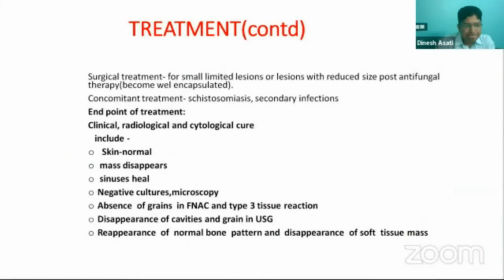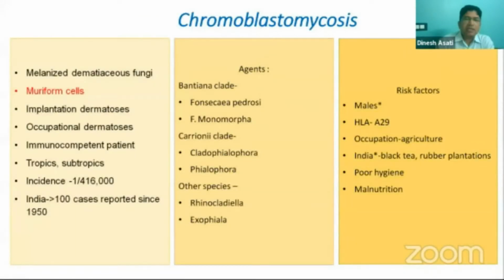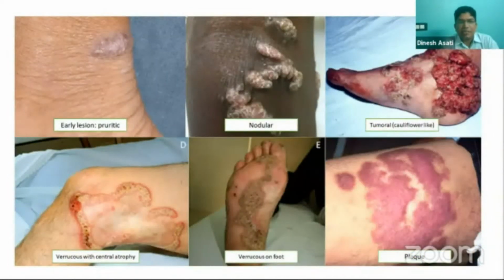And yeah, again coming to chromoblastomycosis, which is also a very typical presentation, again caused by melanized fungi, and it's typically known by the presentation of muriform cells. If one finds them, it's almost diagnostic, and that's what we see clinically.